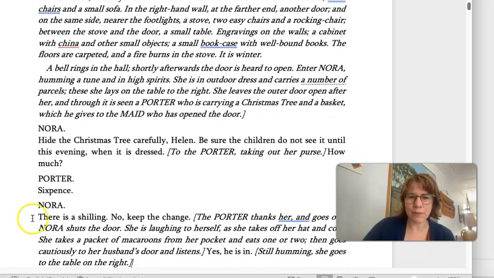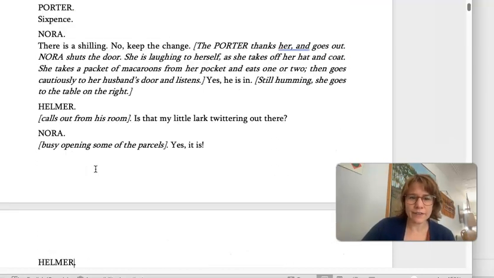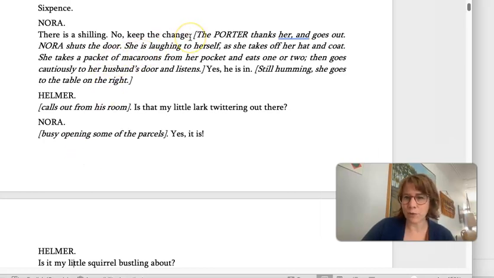So Act 1 just opens up. We learn it's right before Christmas. The Christmas tree has been delivered, and Nora has gone out and shopped for presents for the kids. And she gives change to the porter, so she's being generous with her money and tipping generously. She's also, as we'll notice in the stage directions, she takes a packet of macaroons from her pocket and eats 1 or 2. And this is a subtle little detail, but she's, as we'll learn, hiding things from her husband. She lies to her husband, some little white lies, but then some big lies, as we'll see.